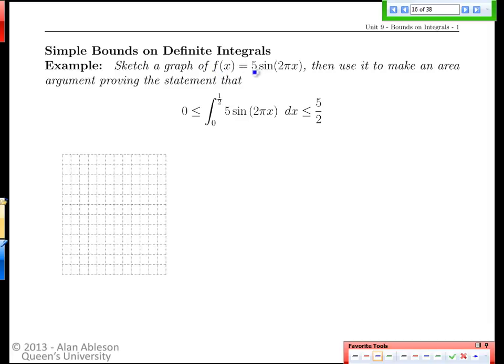Consider the function f of x equals 5 sine of 2 pi x. We remember from our earlier studies what these various scaling factors do. The 5 is the amplitude, and the 2 pi tells us that the period of this function will be 2 pi over the scaling factor, and so the period of this sine function is going to be simply 1.